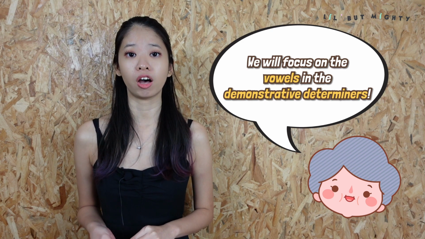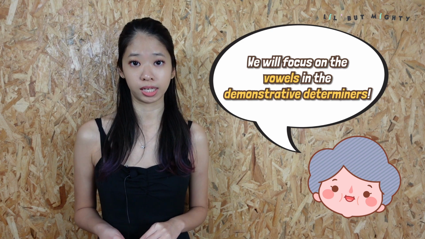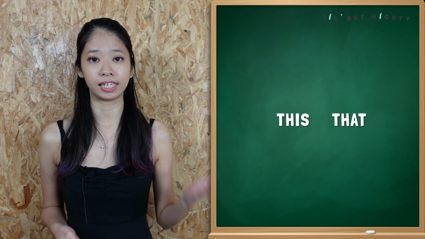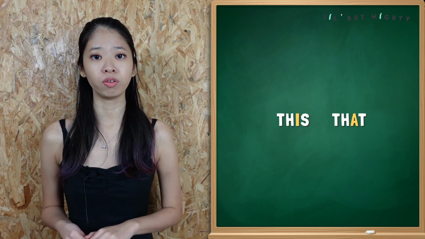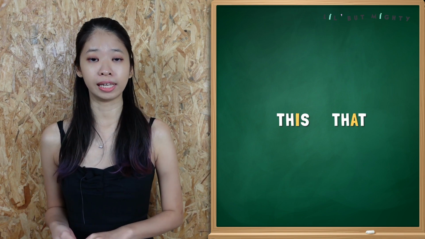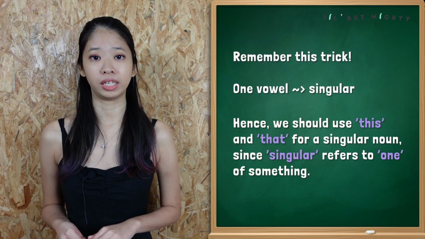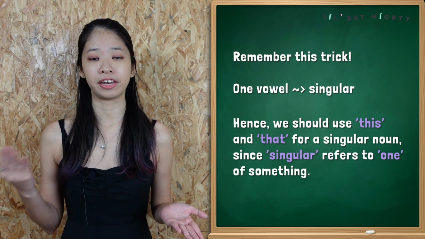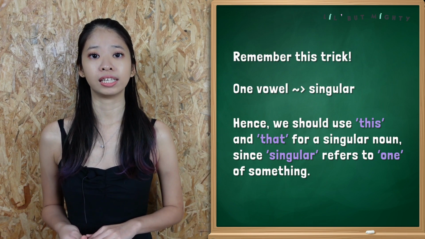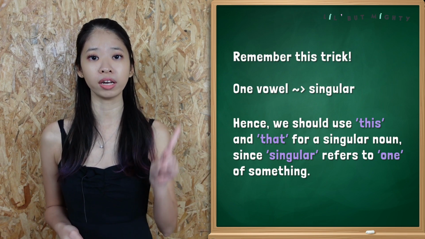Now, let me share with you a fun way we can remember these demonstrative determiners. We will focus on the vowels in the demonstrative determiners. If we look at the vowels in this and that, there is only one vowel found in each word. The letter I in this and the letter A in that. This means we will use this and that for singular nouns since singular refers to one of something.